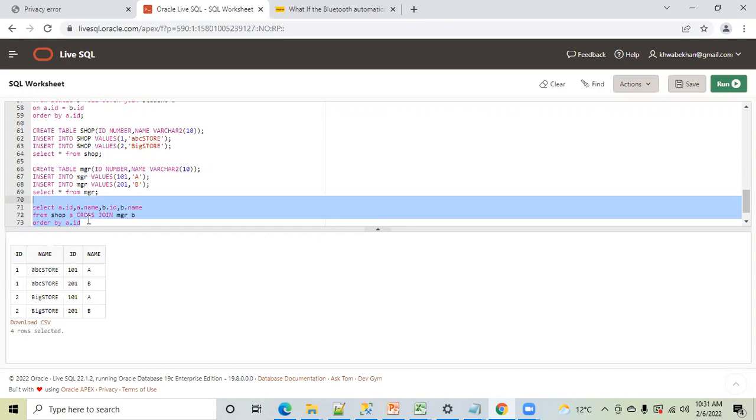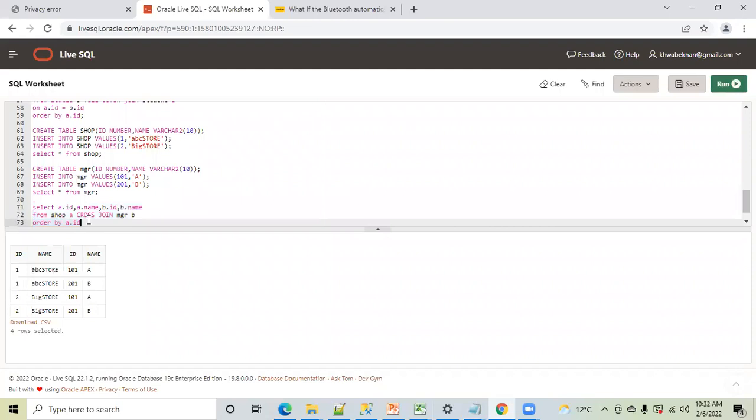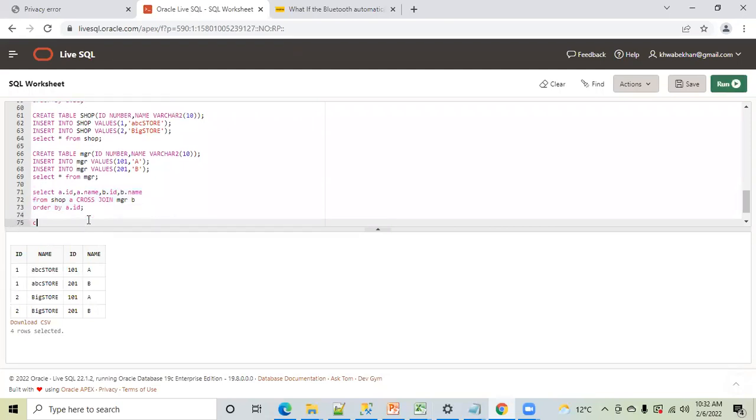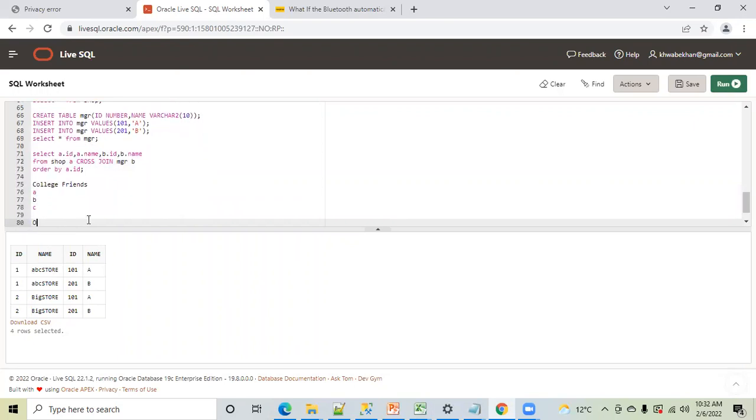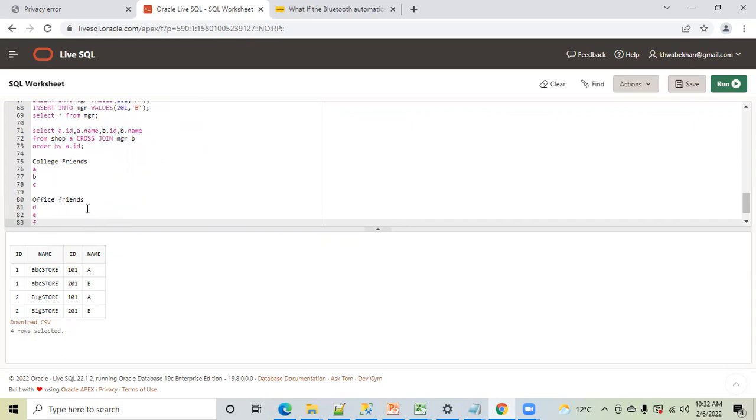So the best example is like assigning seat numbers in your auditorium or cinema house. Or if you want to see how many handshakes there are. Suppose your college group friends' names are A, B, C, and your office friends' names are D, E, F. They both are coming to a party. So how many handshakes will there be?